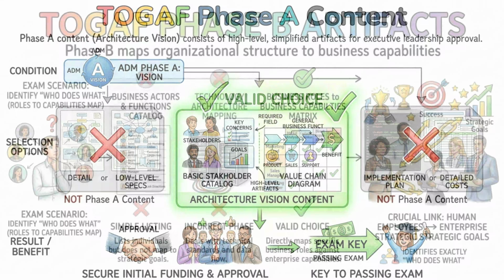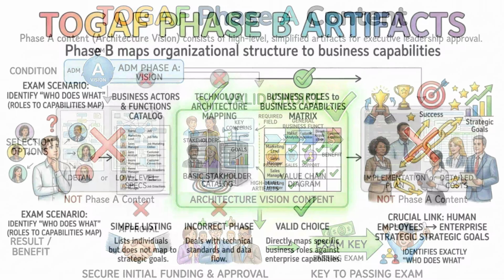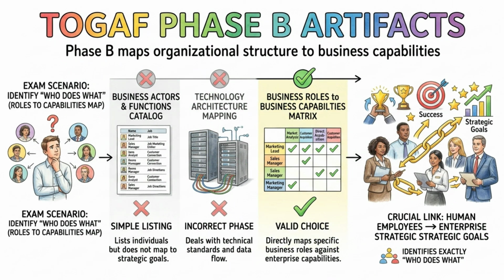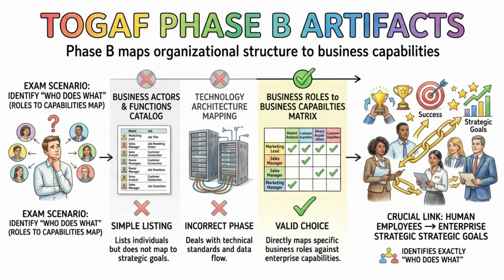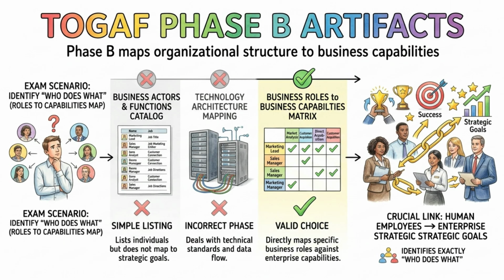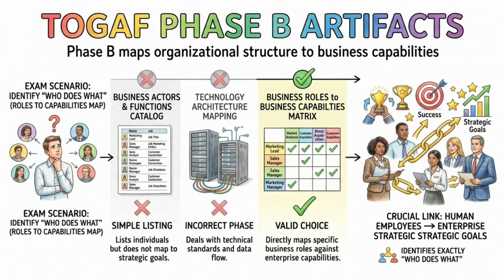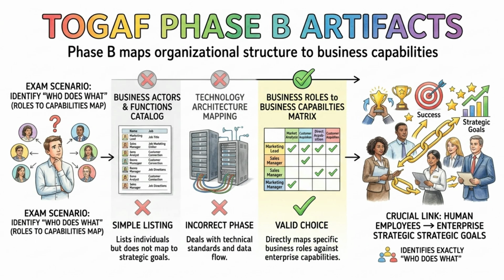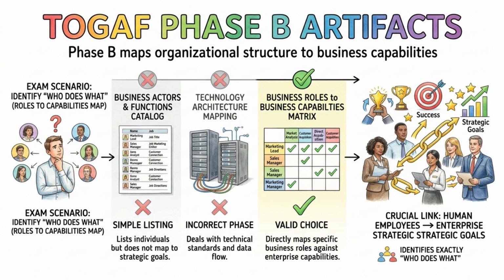As the team moves into Phase B for business architecture, the metamodel entities become focused on organizational structure and operations. Architects generate catalogs listing all business actors, roles, and functions within the scope of the project. They create matrices to map these business roles against specific business capabilities, identifying exactly who does what within the company. Exam scenarios frequently highlight Phase B artifacts as the crucial link between human employees and the strategic goals of the enterprise.